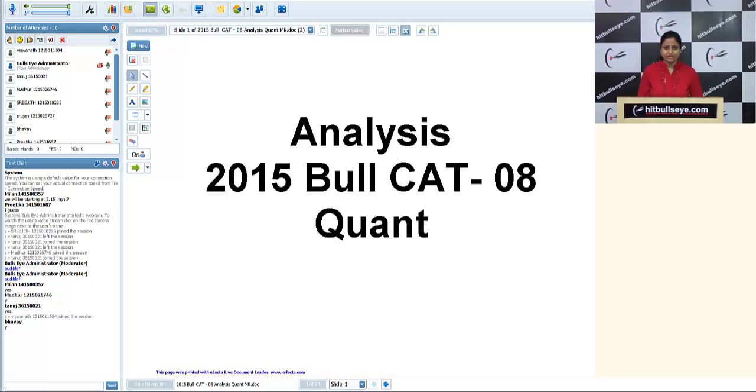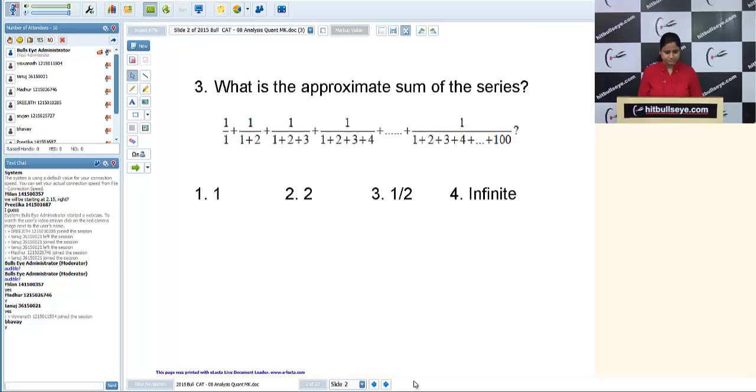Good afternoon, everyone. Let us start analysis of 2015 Bullcat 8. Very first question, any problem in this? Paper was very easy. Any problem in this question? Any one of you? Yes, anyone?